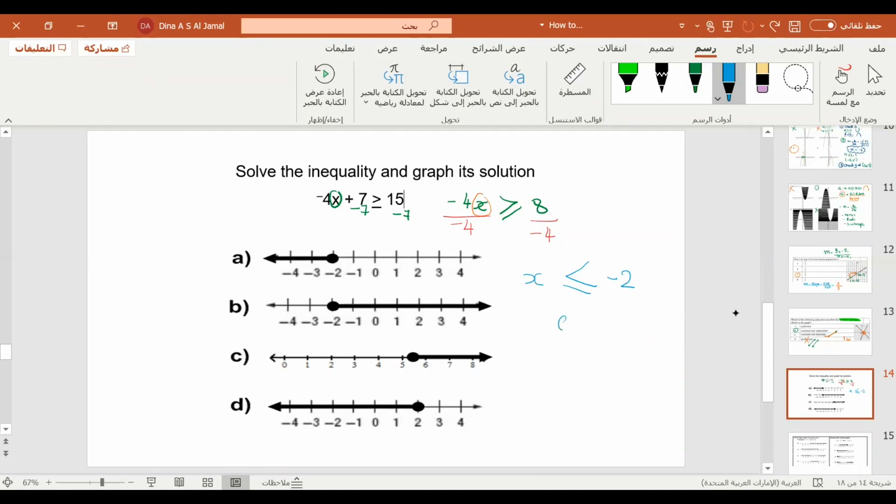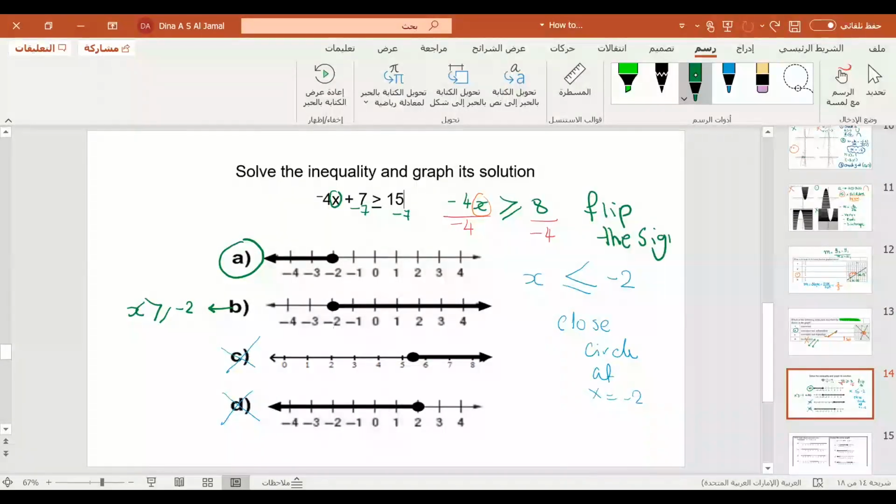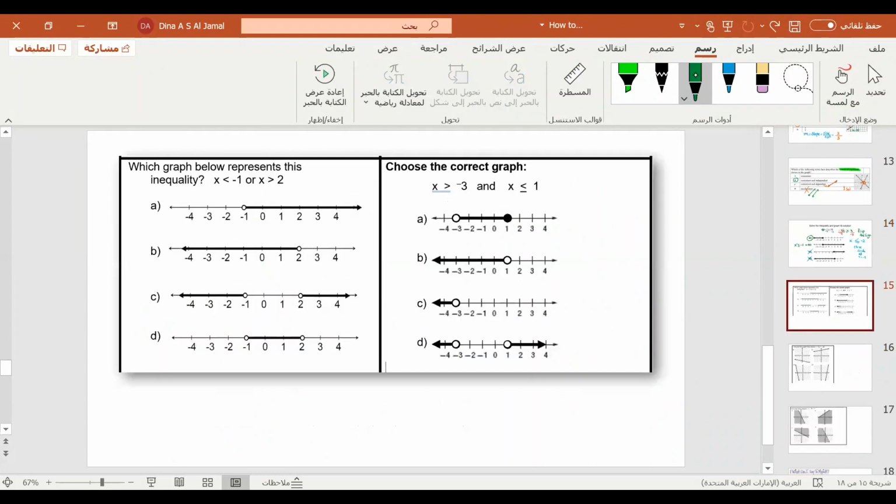That means you are having a closed circle or point at x is equal minus 2. That means from the beginning, you should cancel your C, you should cancel your D, and now you are left with whether it is A or B. Now I want the values less than minus 2. So if you tested minus 3, minus 4, they will be less than them. But here it will be the inequality for x bigger than or equal minus 2. So if you didn't flip the inequality, you will be ended with B, which is wrong. So please don't forget to flip the sign whenever you are dividing with negative value, or even multiplying with negative value.